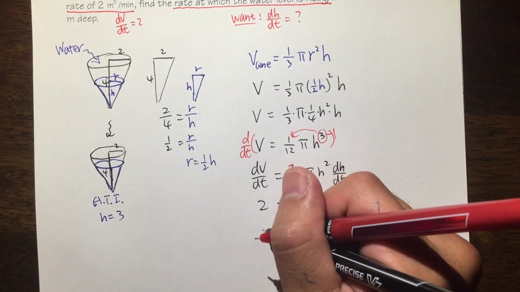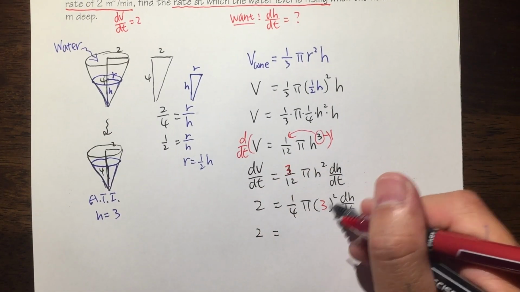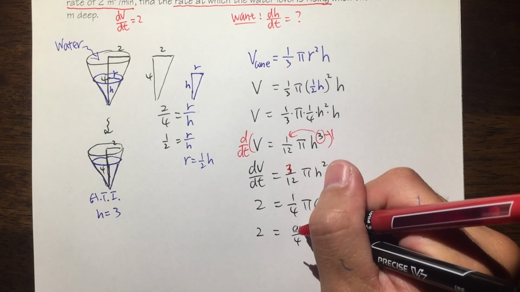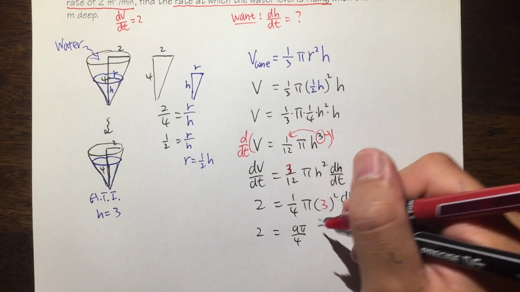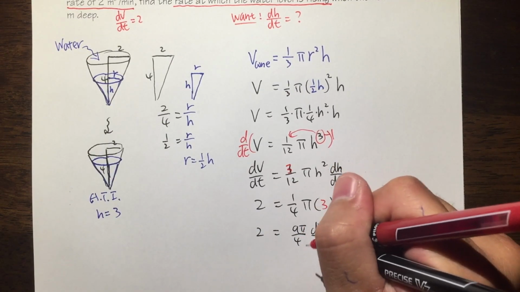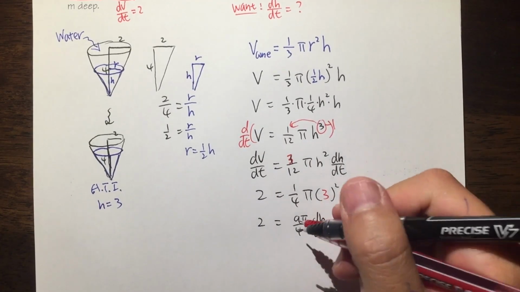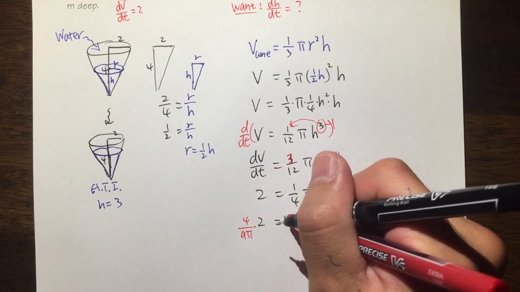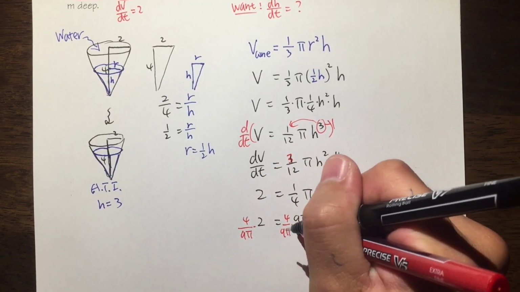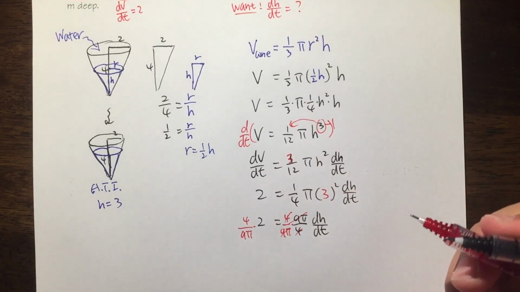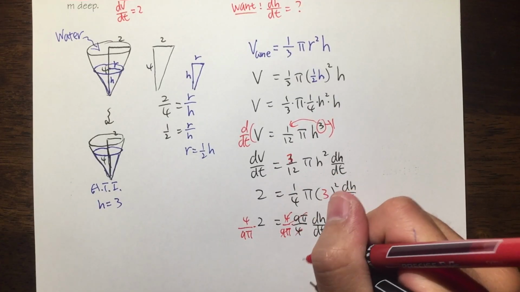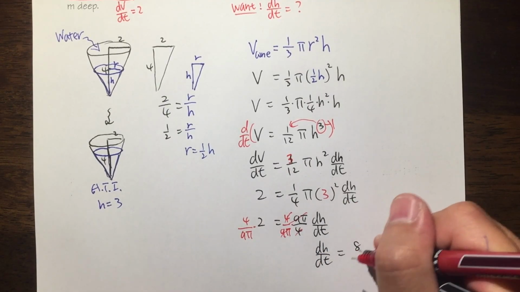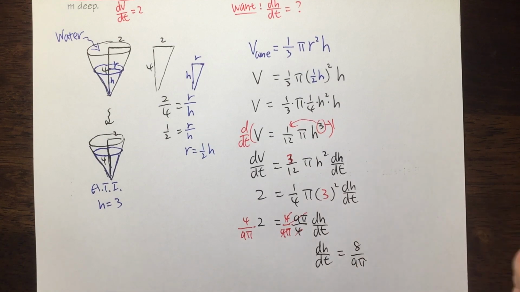And now let's just work this out real quick. 2 equals, this is just 9 times 1/4. We have 9/4. Let me put a pi on the top right here, because now you see this is multiplying with dH/dt. We can just multiply both sides by 4 over 9 pi, so that this cancels out. And then we get dH/dt equals 4 times 2 is 8, over 9 pi, and then we are pretty much done.